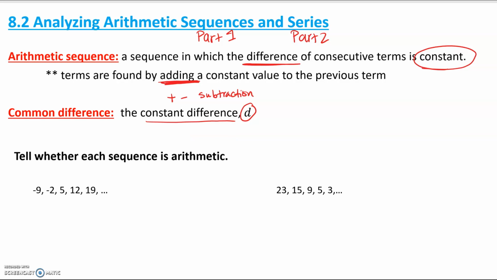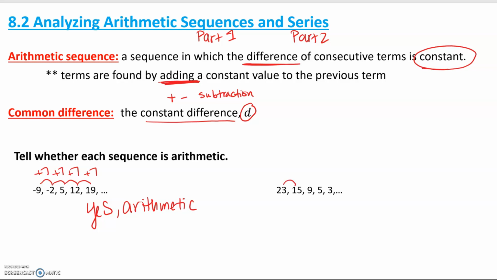So what we're going to do first is just tell whether the sequence is arithmetic or not. So I'm looking for that common difference. I'm looking for adding or subtracting. So I'm going to start with my first sequence down here and see what is happening to the numbers each time. So from -9 to -2, I'm adding 7. -2 to 5, adding 7, adding 7, and adding 7. So this time when I'm looking at it, I'm thinking, yes, the same thing is happening each time, so this is an arithmetic sequence.